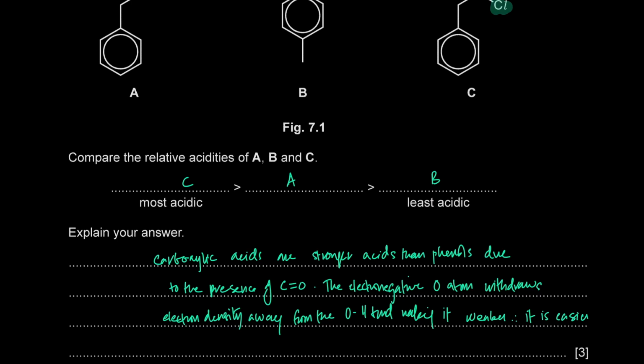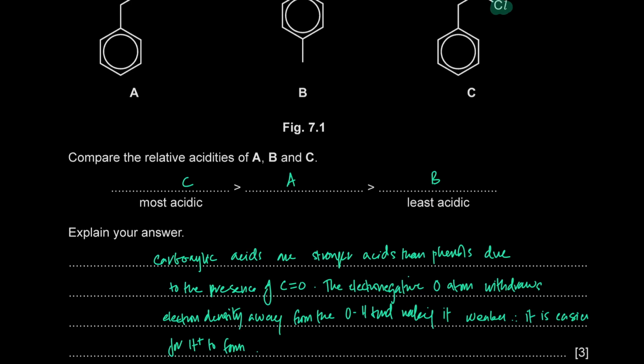Okay. You can also talk about the stability of the conjugate base. The electronegative oxygen atom, because it withdraws electron density, makes the conjugate base more stable. And more stable conjugate base means stronger acid.